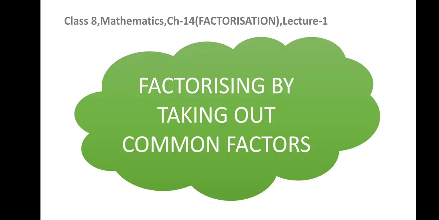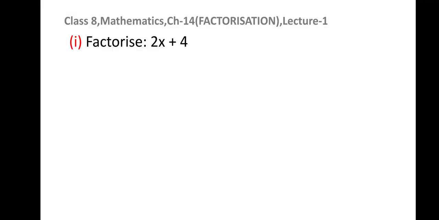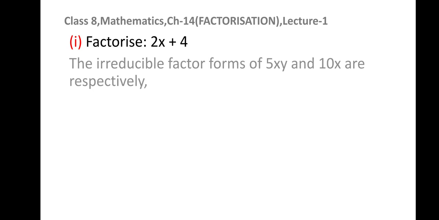Now let us move to the first method of finding factors of an algebraic expression, that is factorizing by taking out common factors. How to factorize an algebraic expression, and this is method number 1, where you are supposed to take out the common factors from the algebraic expression. So I am explaining it with the help of an example. Two examples I will be taking. So if you need to factorize 2x plus 4, how will you do it?